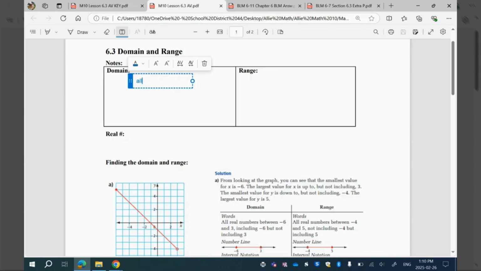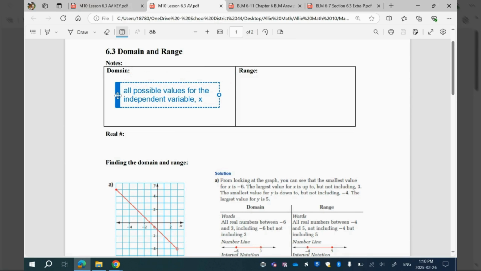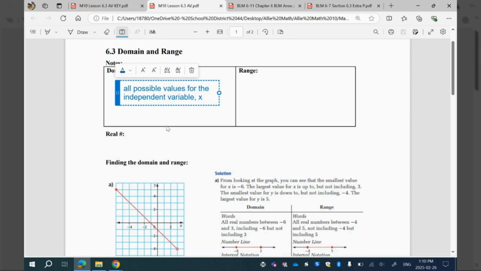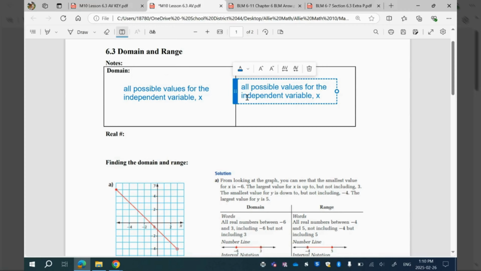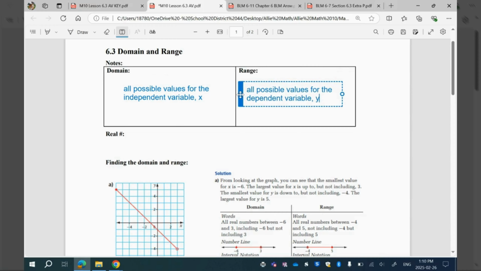So domain is all possible values for the independent variable, usually x, let's say. So all of the things that x can be, basically. The range is going to be all possible values for the dependent variable y. So we're just trying to determine what is the range.